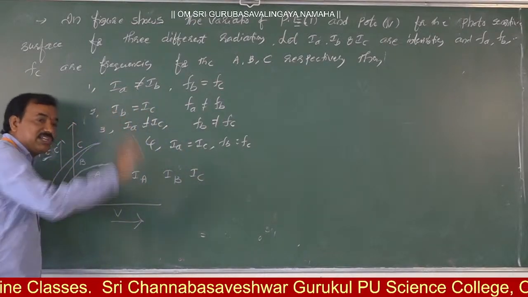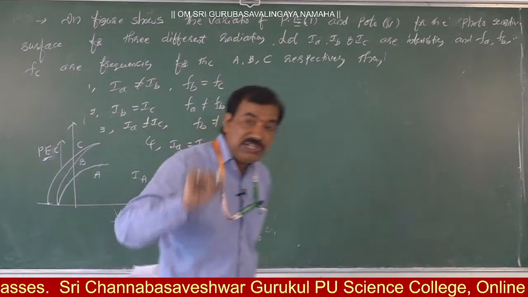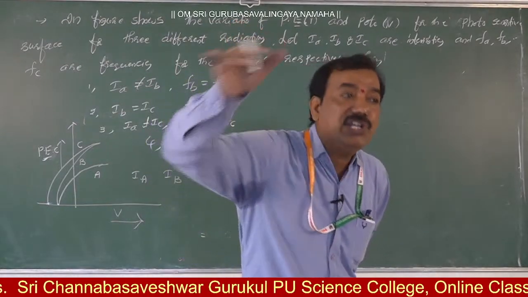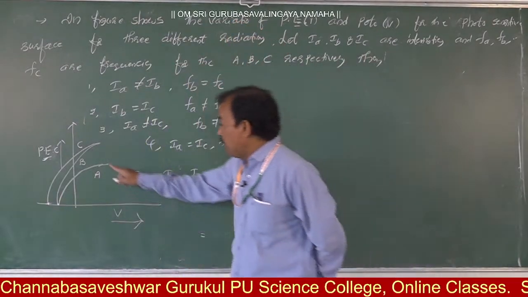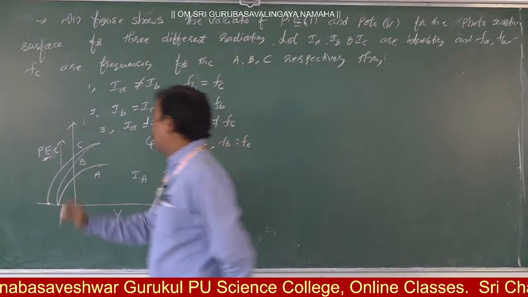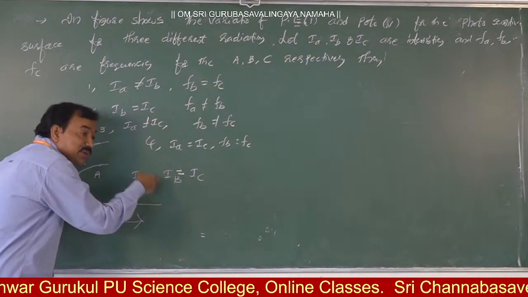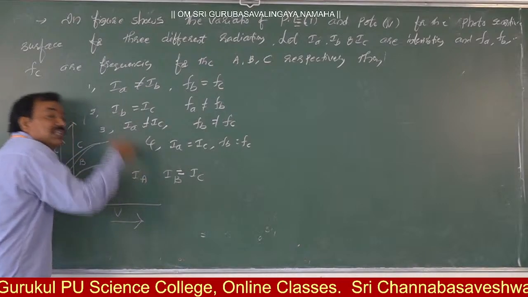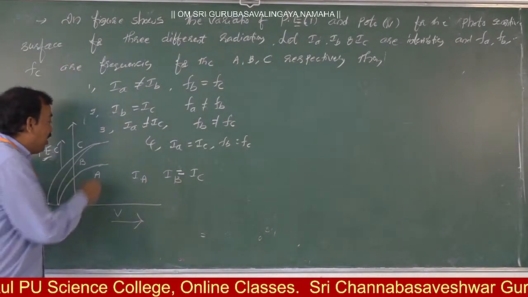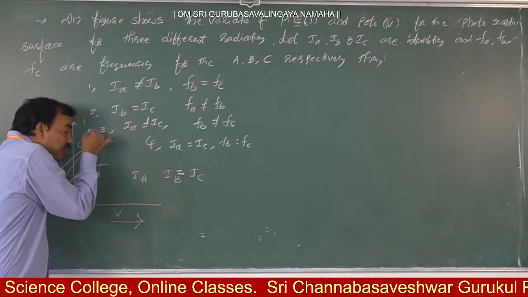Now just imagine, among the three light radiations, which intensities should remain the same? See this question: B and C should remain the same. So IB is equal to IC. Is this IB and IC value more than A or less than A? Here IB and IC are more than A only.